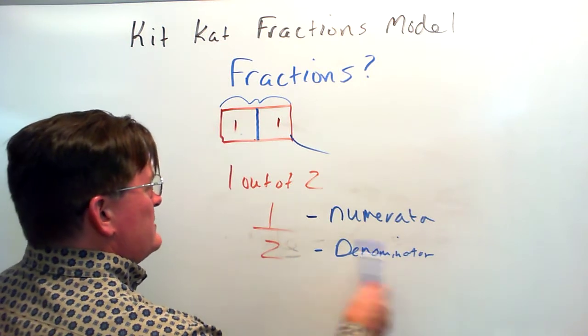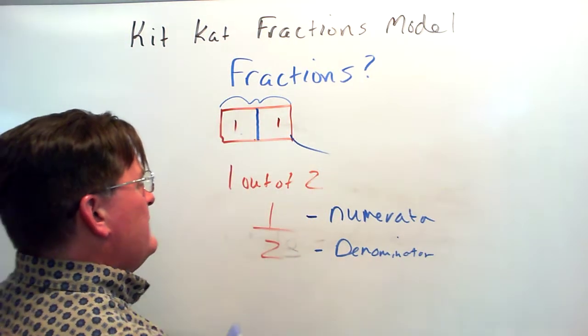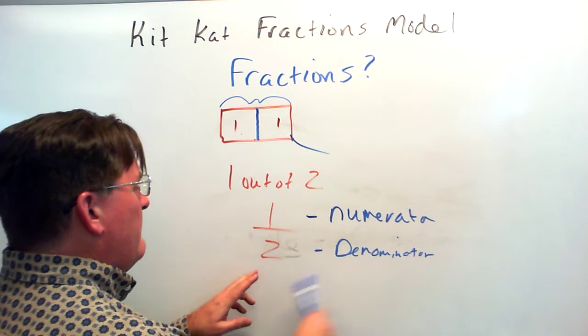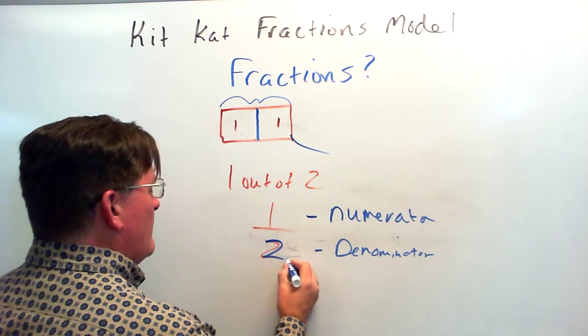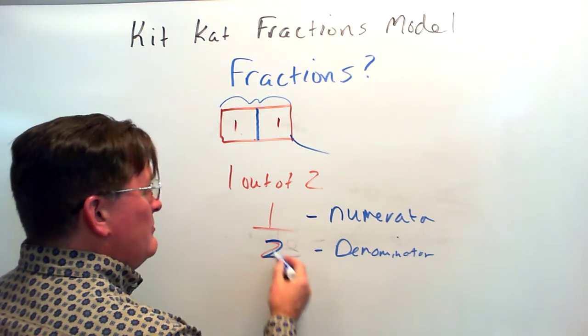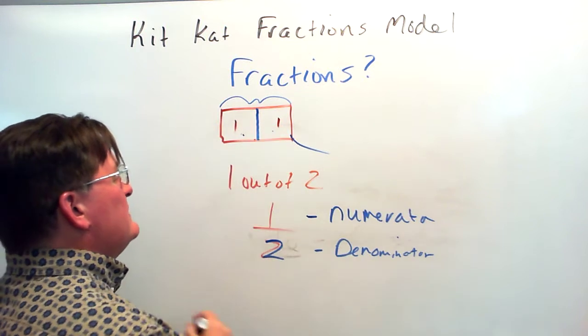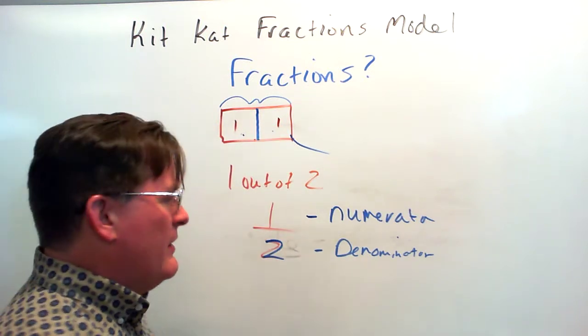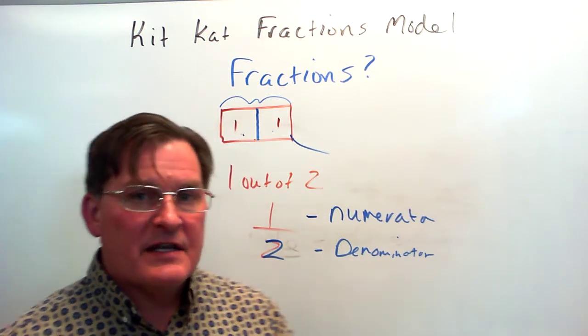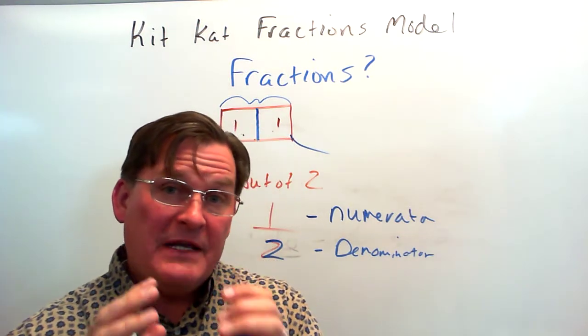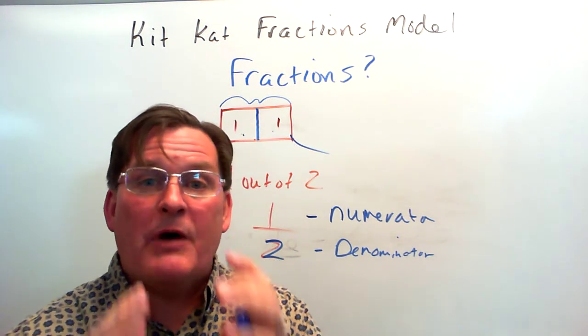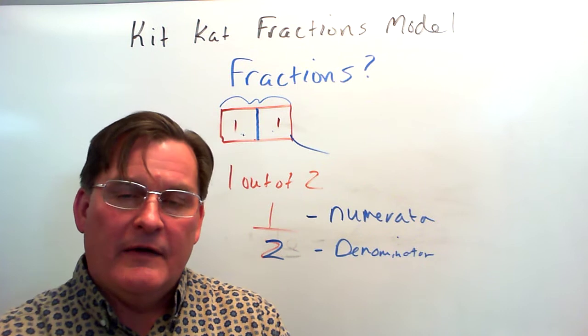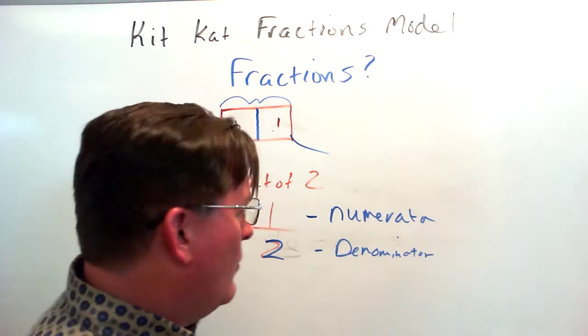But here's where we want to start showing them with this model what these 2 numbers represent. The denominator is probably where you'd start. What does the denominator represent? What does this 2 mean? Well, I have 2 pieces, 2 equal pieces in the candy bar. So the denominator represents how we divided the whole, how many pieces we divided the whole into, how many parts probably would be a better term to use, how many parts we divided the whole into.